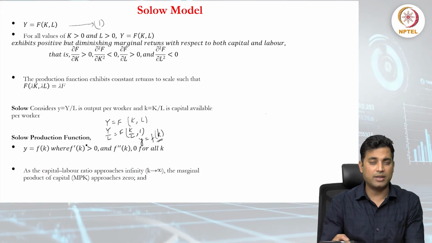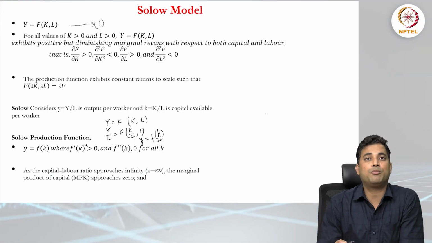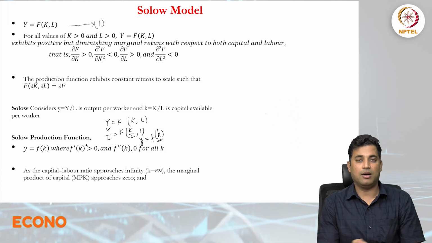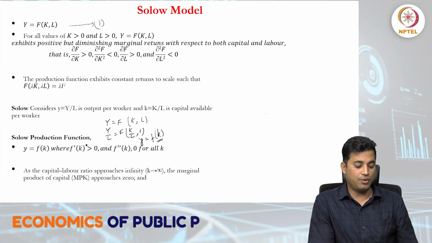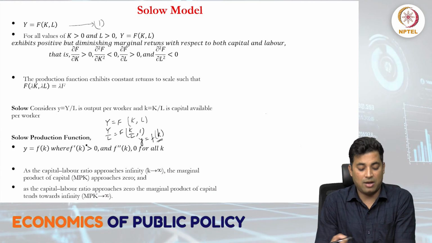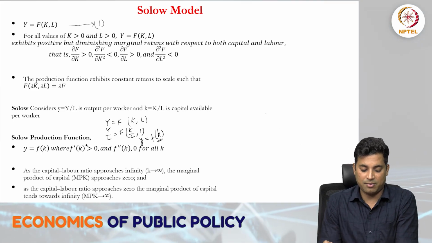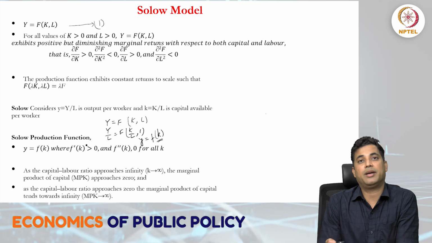So what does that mean? As the capital output ratio approaches infinity, the marginal productivity of capital approaches 0, and as the capital output ratio approaches 0, the marginal productivity of capital will be infinity.